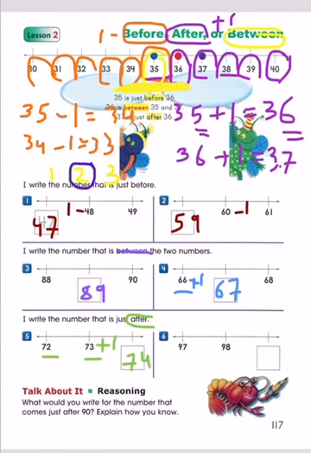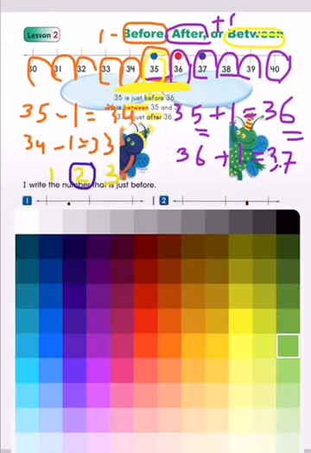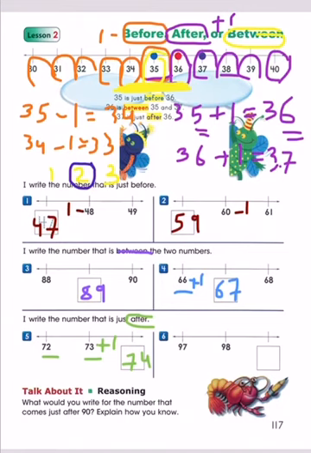And we have activity number 6. Choose another color. Okay. We have 97 and 98. What's the number that came after 98? Okay, we can write like that. 98 plus 1 equal to 99. Okay? 99.